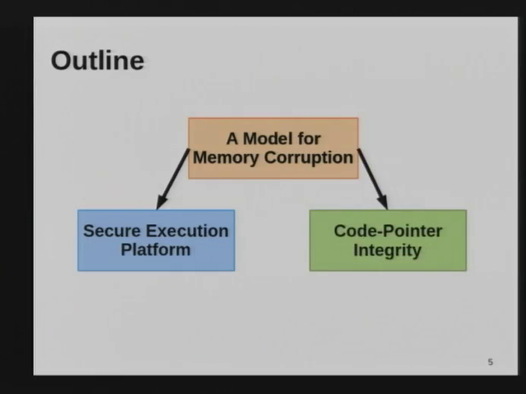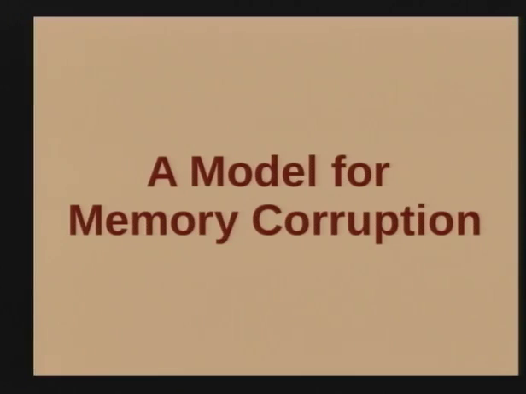On the other hand, we'll present code pointer integrity, a strong security policy if you have source code access and can recompile the application. There we can use existing type information and other high-level information, like data flow information, that is available on the compiler level. And we'll maybe also discuss some interactions between these two systems. But first off, let's start with the model for memory corruption.